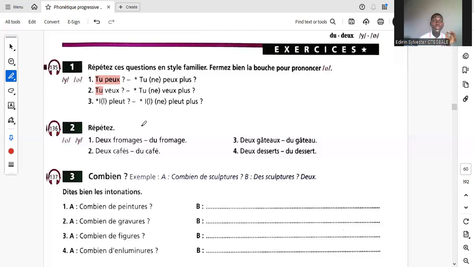So you see you have the "u" in the "tu" and the "eu" in the "peux". 3. Il pleut? Il ne pleut plus.